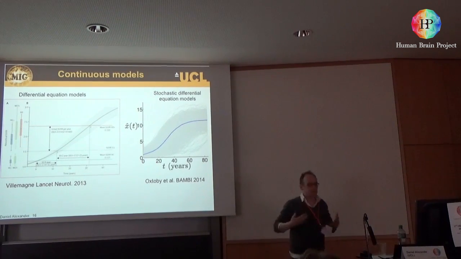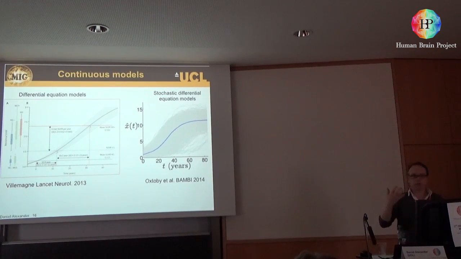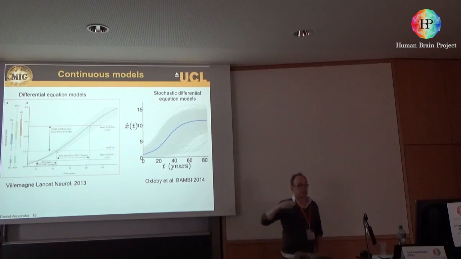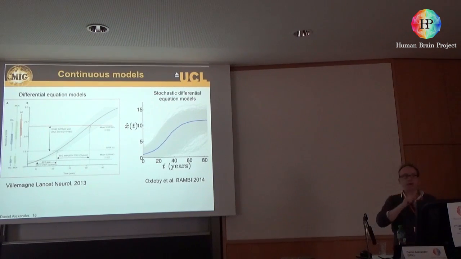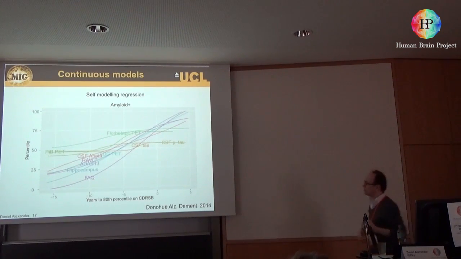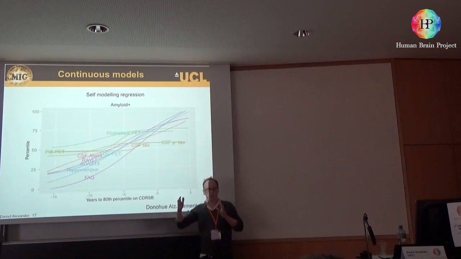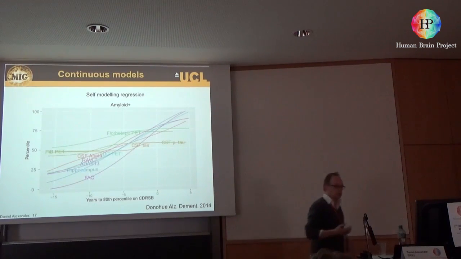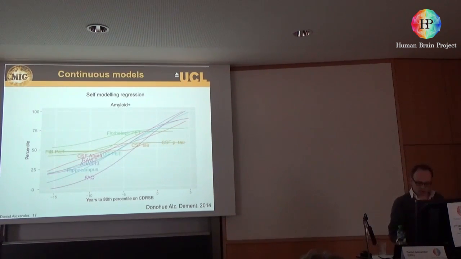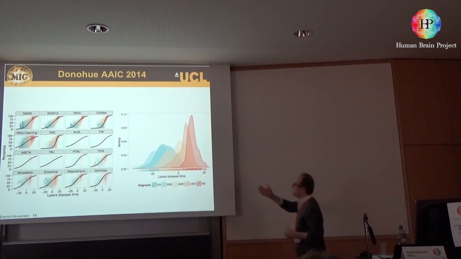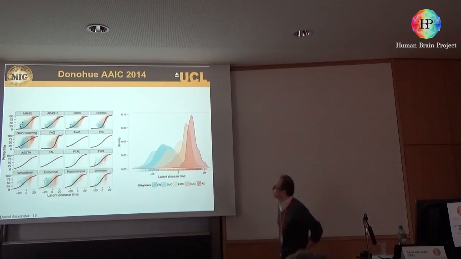Stochastic differential equation models are very similar, but allow you to then model the dispersion in those trajectories. The limitation of these is that they treat each biomarker independently, and so they don't pull out dependencies among different biomarkers. But other recent work on self-modeling regression will try and find a complete picture of the way all the biomarkers evolve with respect to one another simultaneously in order to pull out a more complete picture. So this is the latest work from Mike Donoghue showing this kind of thing at the AAIC conference last year.